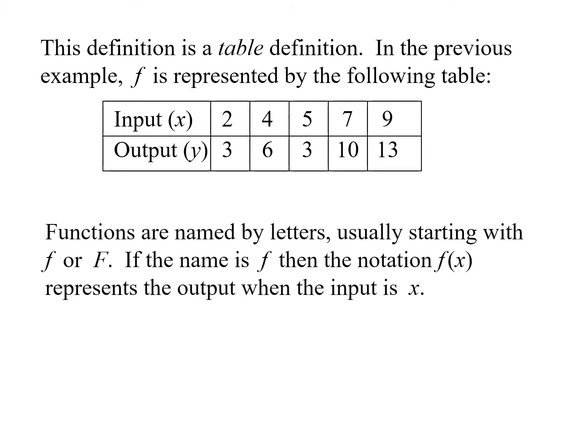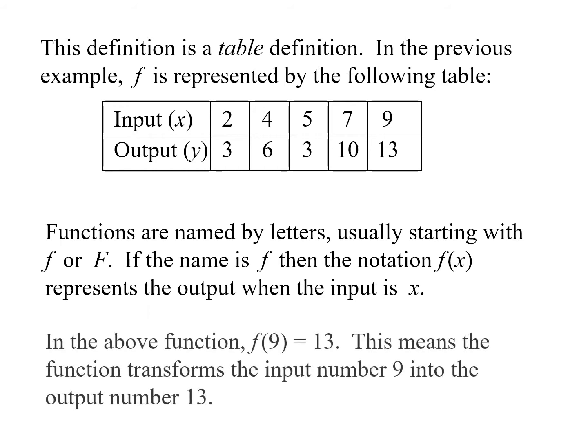Functions are named by letters, usually starting with little f or big F. If the name is little f, then the function notation f(x) represents the output when the input is x. In the above function, f(9) is equal to 13. This means the function transforms the input number 9 into the output number 13.